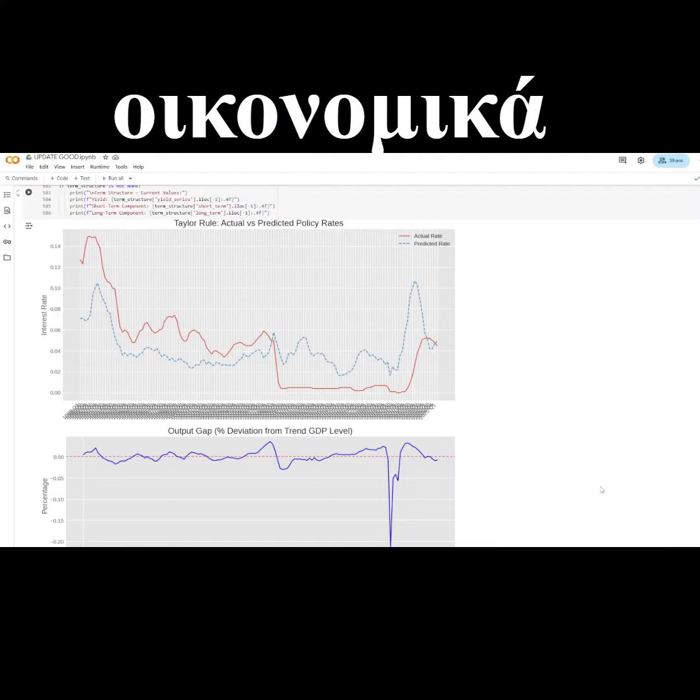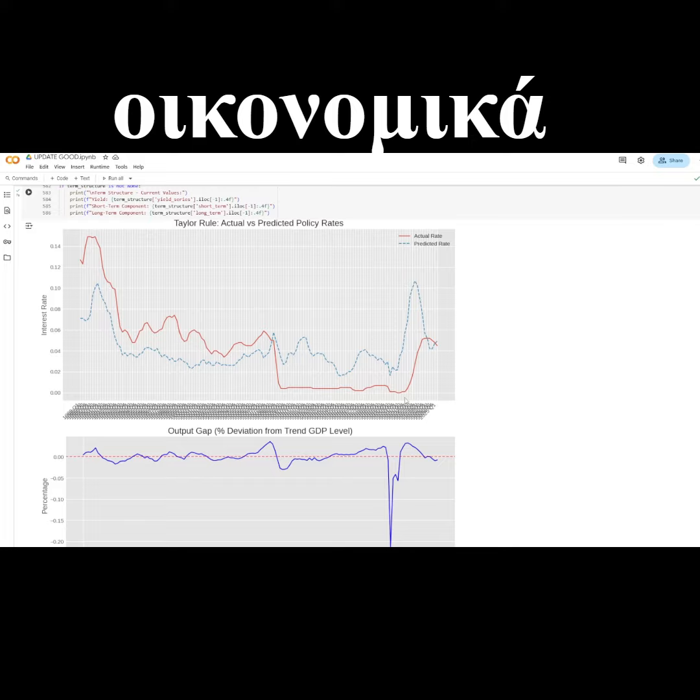A very quick update for me, Economica, and I think you better start taking me seriously because I'm an LSE undergraduate, so I don't make up stuff. And as you can see, I have here a Taylor rule model, output gap model with UK ONS data.